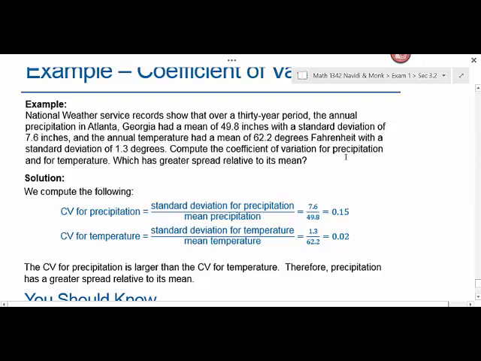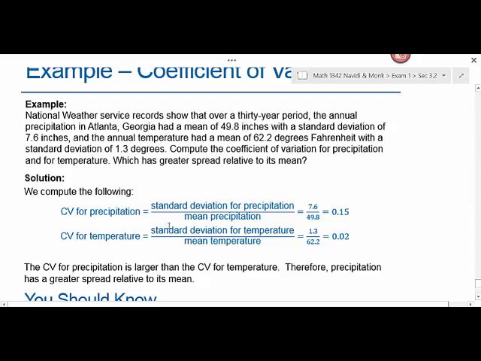Compute the coefficient of variation for precipitation, that's just rainfall, and temperature. The coefficient of variation for the rainfall is found by taking the standard deviation for the rainfall, which was this value right here. My stylus died, so I've got to use my mouse. I'm sorry. That's where the 7.6 came from. That's the standard deviation for the precipitation. And then we divide it by the mean for the precipitation, and that was 49.8, this value right here. When we look at the ratio of those two numbers, we get 0.15.